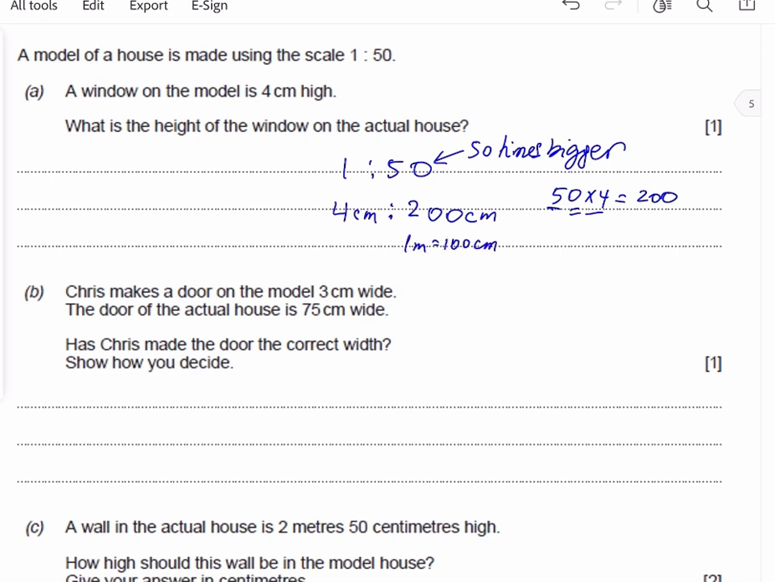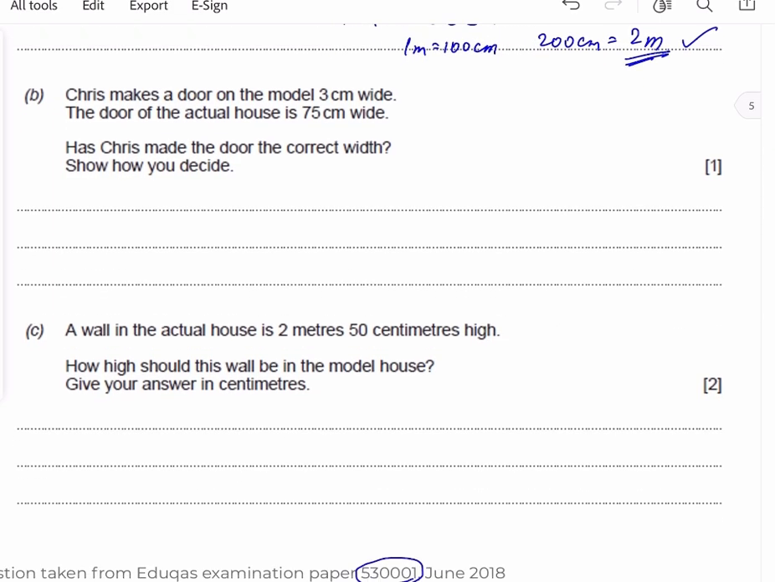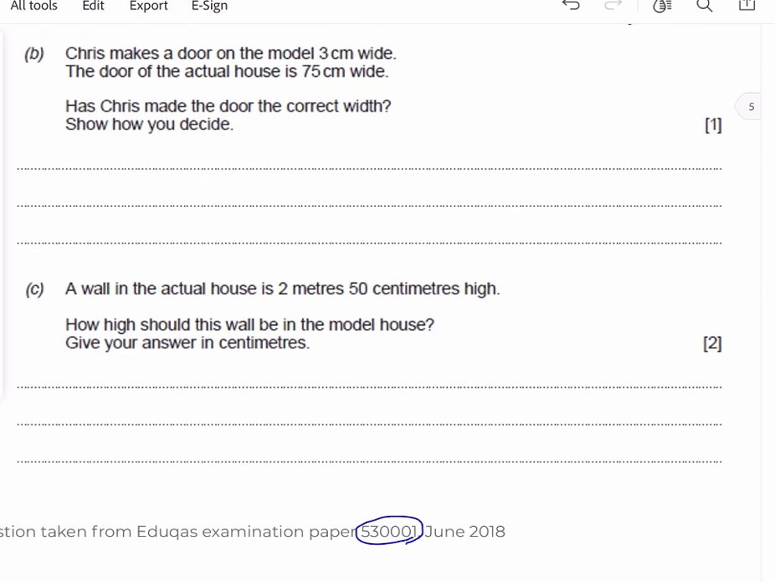You should know some of the common heights or common measurements, lengths, so you don't make a mistake and your answer makes sense. For example, the height of a standard door is 2 meters. The width is usually between 50 and 60 centimeters.